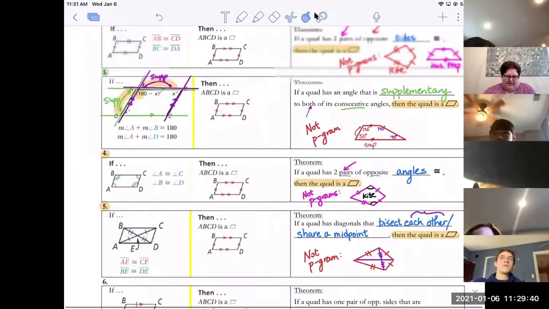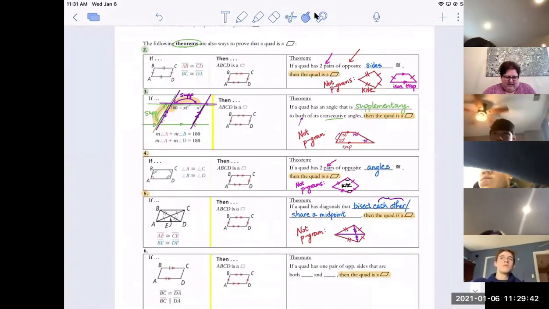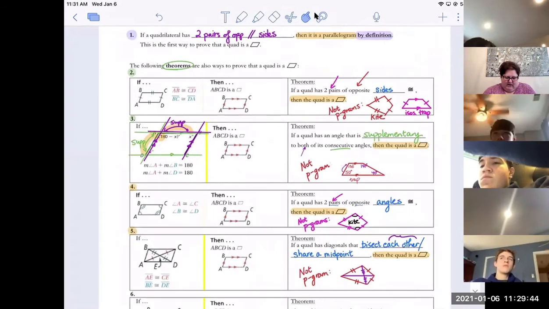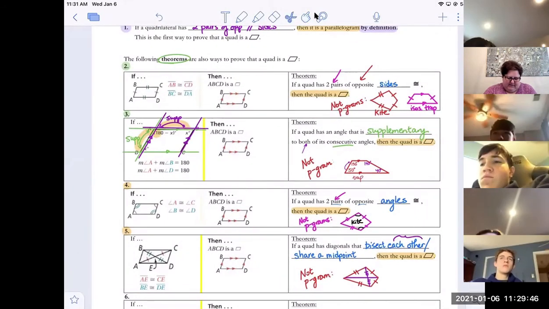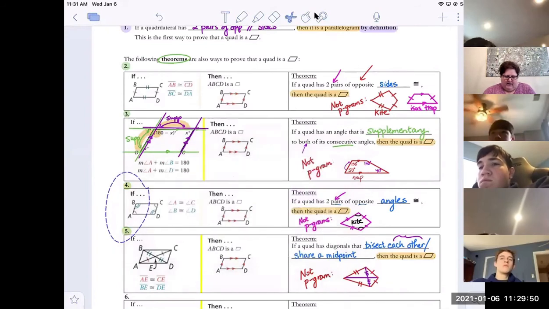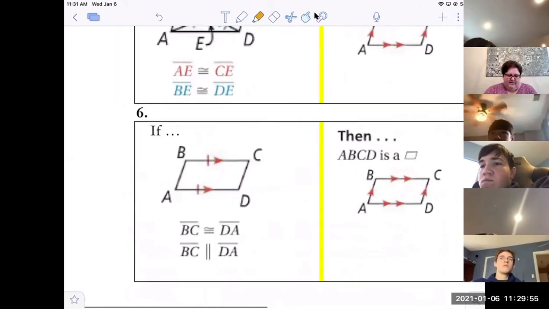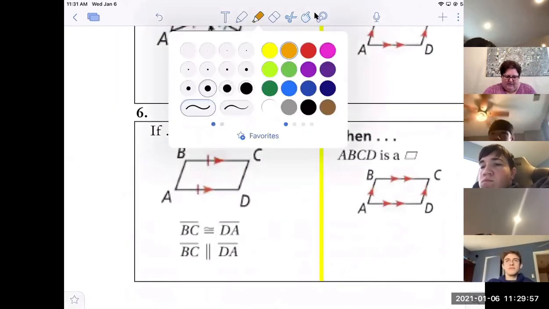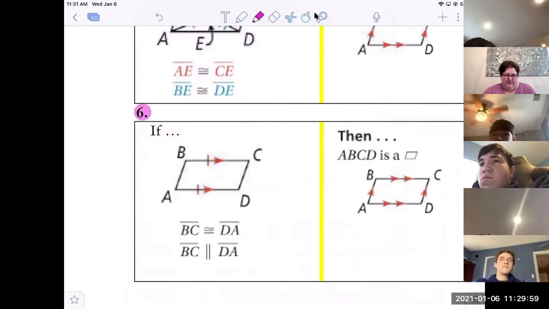So the first method was the definition. The next ones are, I just realized I meant to do those in green. The next four are all converses of theorems from the last lesson. And the number 6 is different. It's one that is helpful, but doesn't actually come from a converse of the theorems in 6.2.